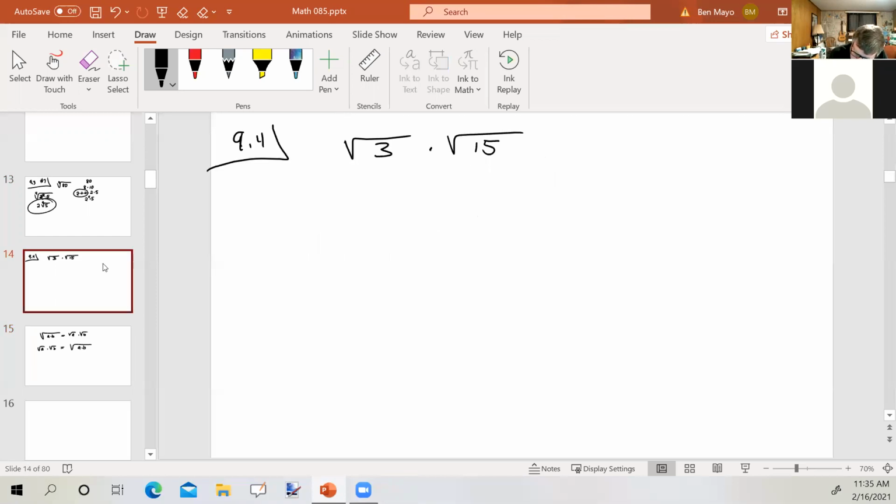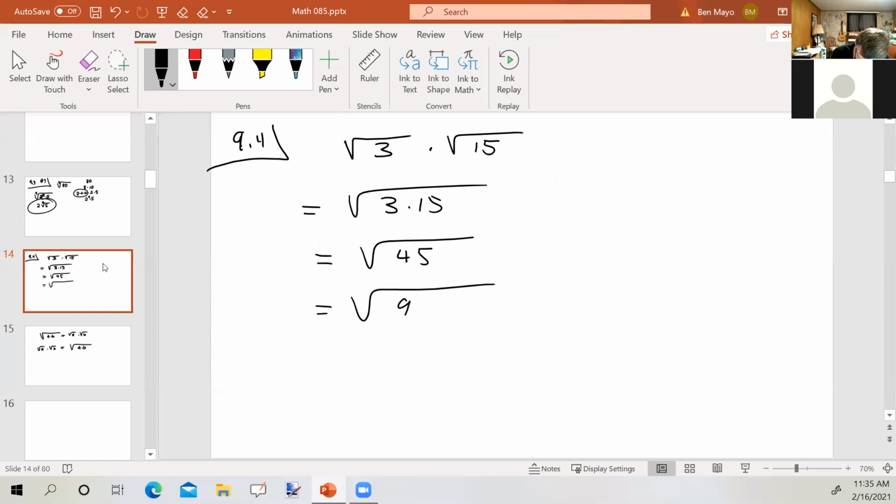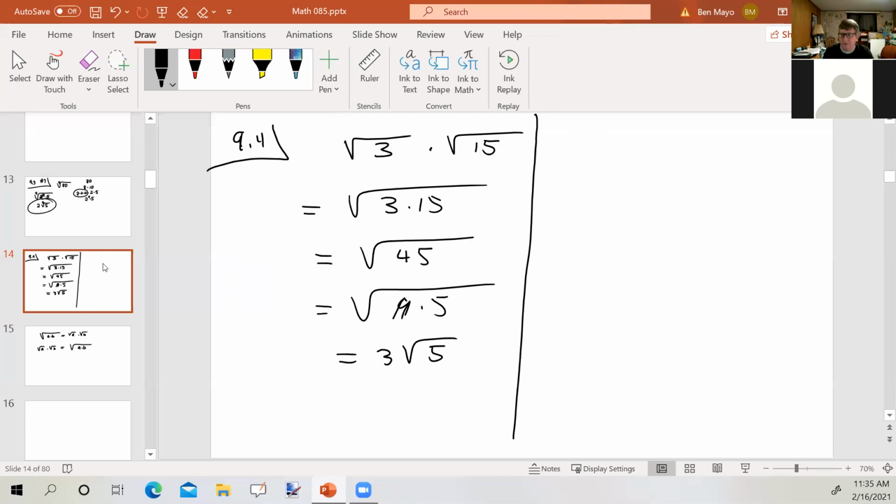So what I could do with this is rewrite it like this, and then, in effect, start over. Then that's equal to the square root of 9 times 5, choosing a perfect square factor. The square root of 9 is 3, so I get 3 square roots of 5. So that's one way of doing this problem, okay? I'm going to show you a different way in a minute, but do you have any questions about what I did there?